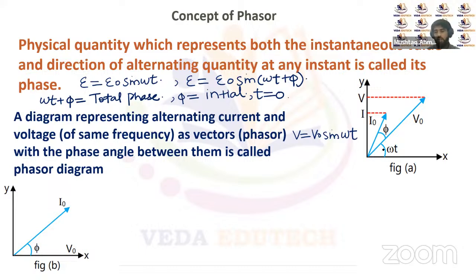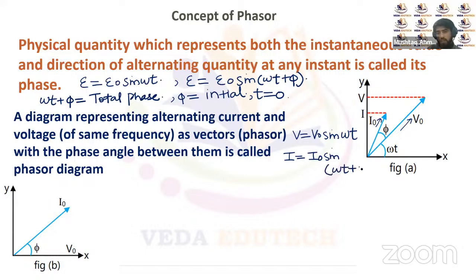Maximum value for quantity. The length of this phasor vector will represent the maximum value of the current, and the length of this phasor vector will represent the maximum value of voltage. Similarly, if we have current like this, I is equal to I naught sine of omega t plus phi, right? Sine of omega t plus phi.